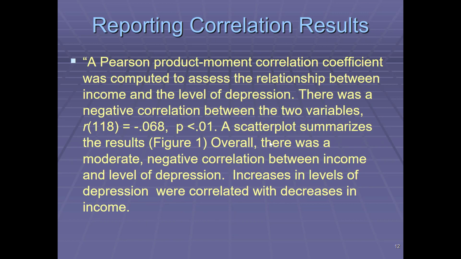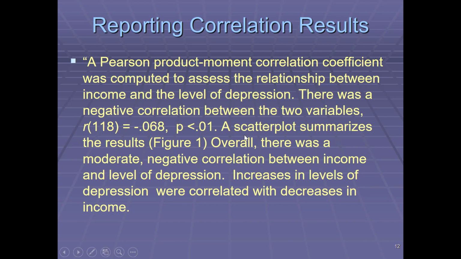All right, and then again, here's another example of how you would write something up. A Pearson product moment correlation coefficient was computed to assess the relationship between income and level of depression. There was a negative correlation between the two variables. Then you report your actual correlation results, which was the R, 118, which was the degrees of freedom, equals 0.068, which was your actual correlation result, and then P less than 0.01.